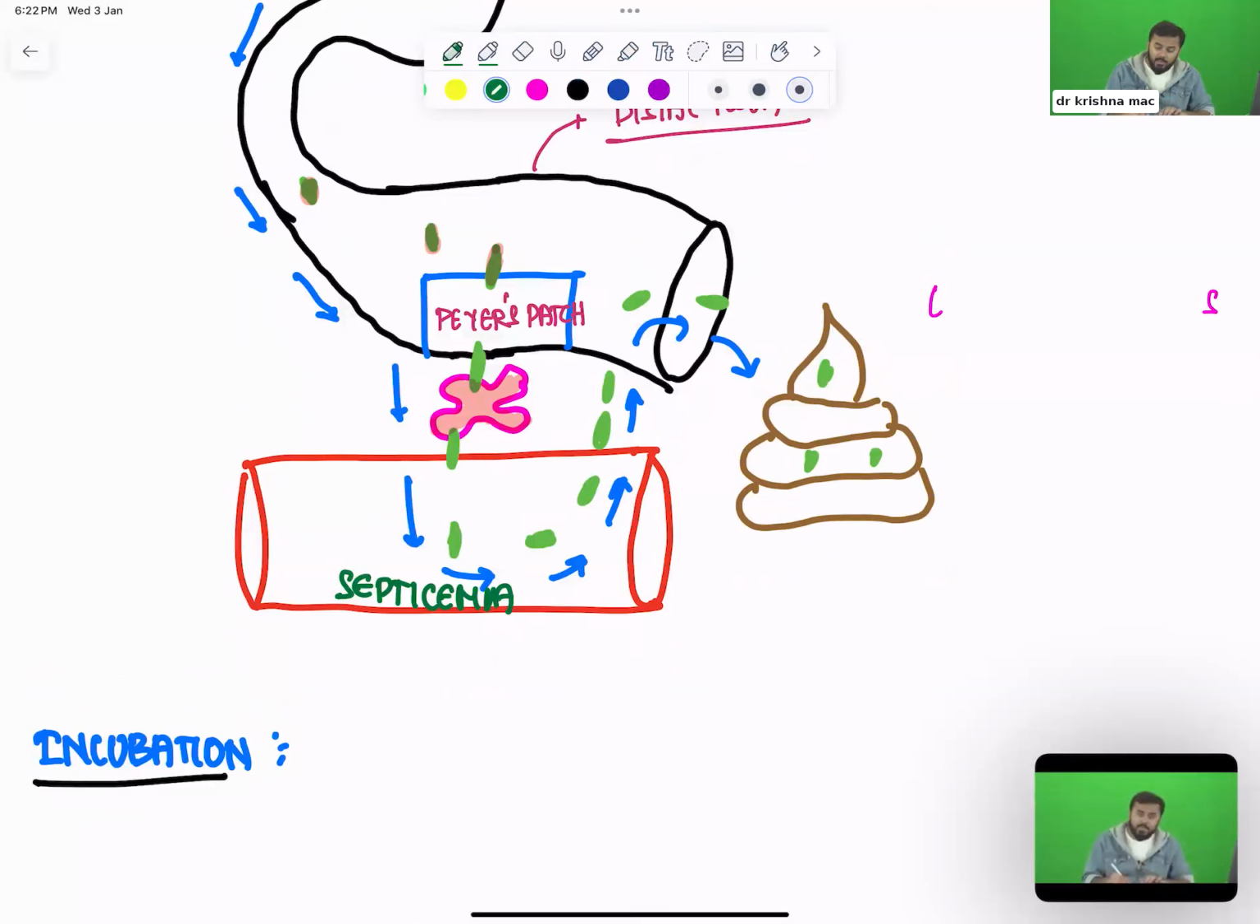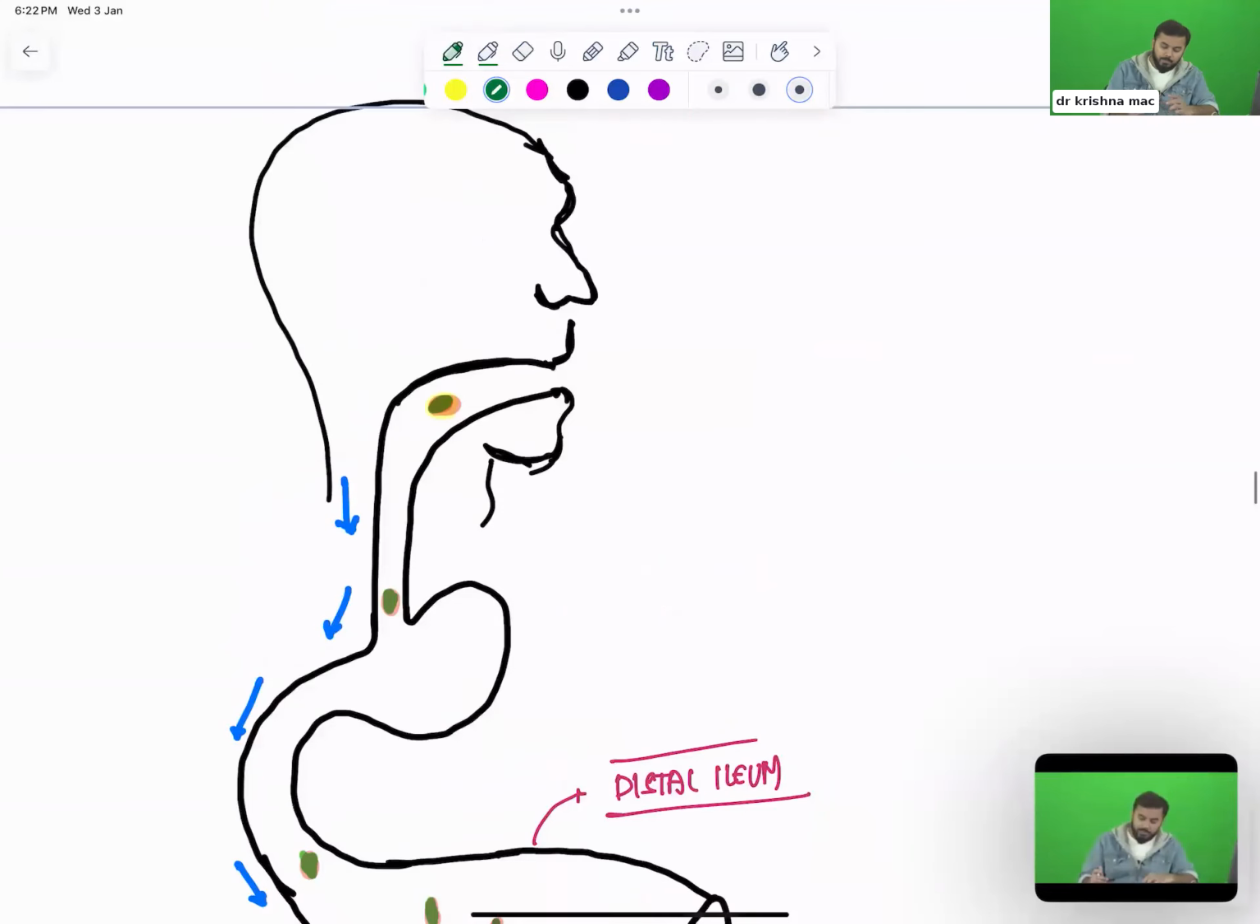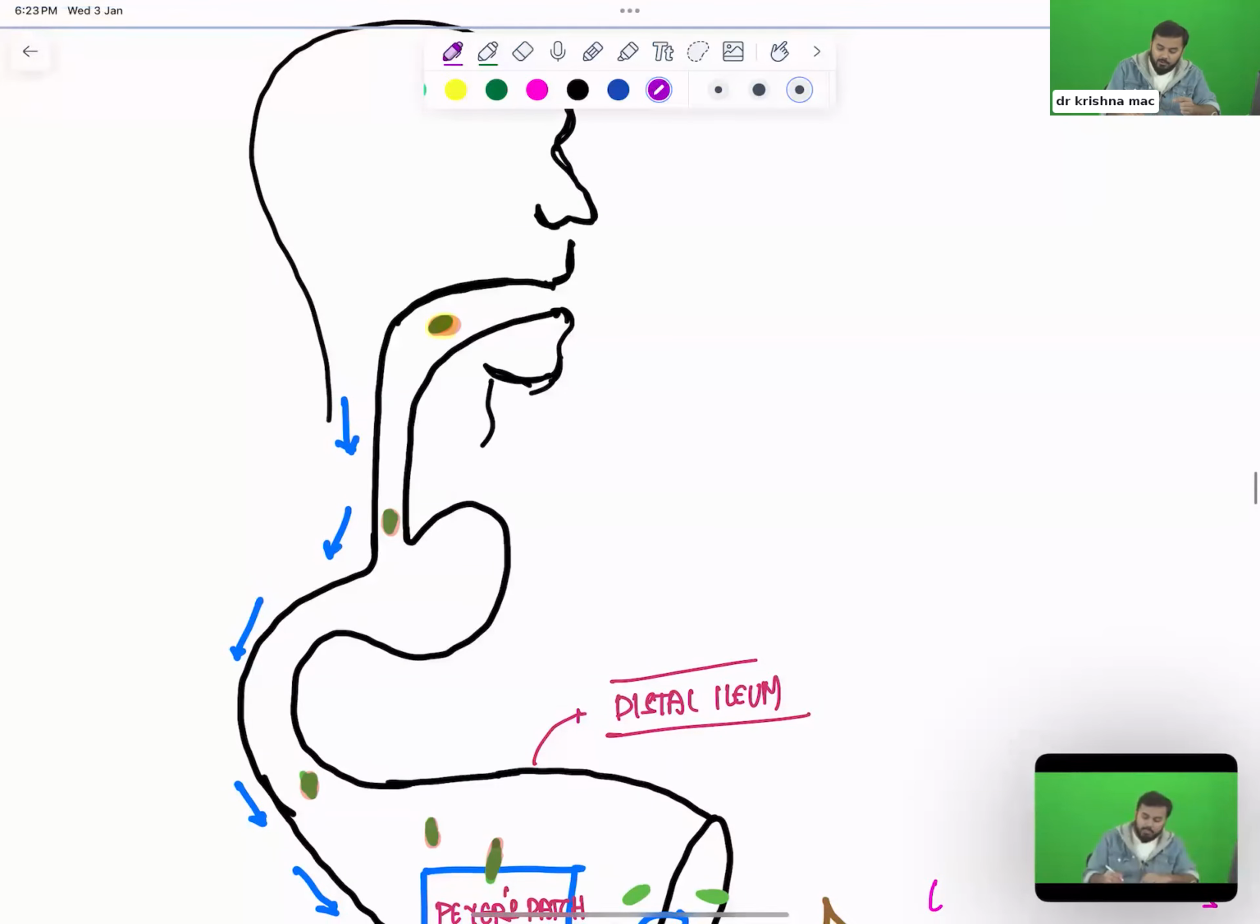Now this bacteria again goes back into the same intestine. From there, it is excreted out into the feces. You understood this? I'm not telling you the life cycle, I'm telling you the pathogenesis here. So first, let me write it down. It would be easy.